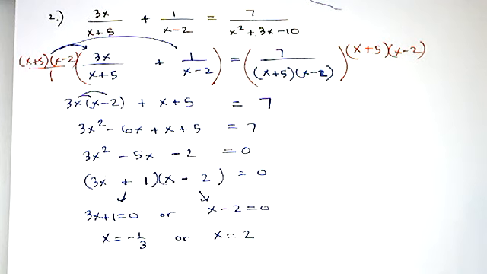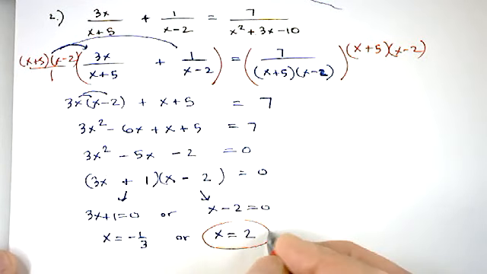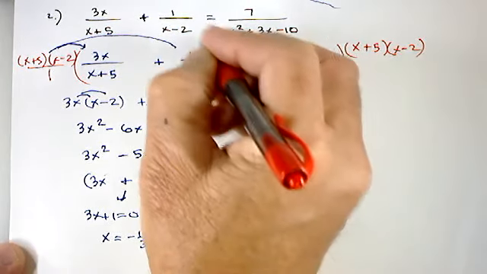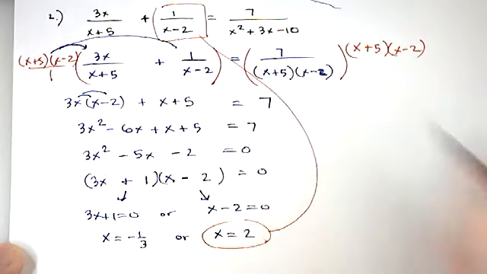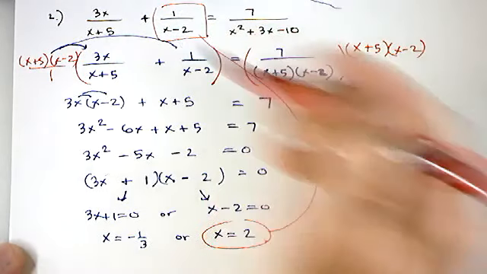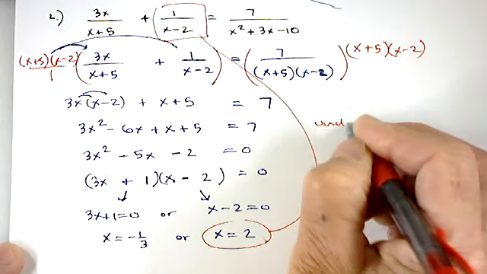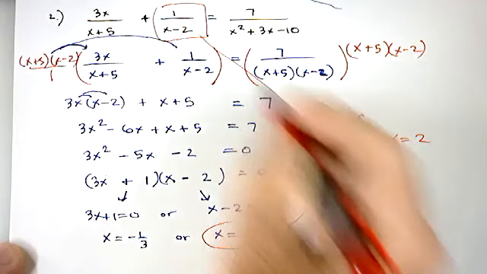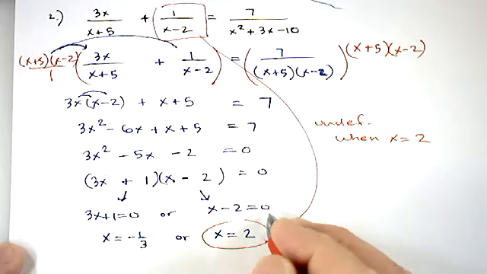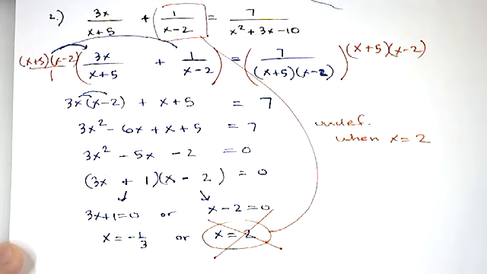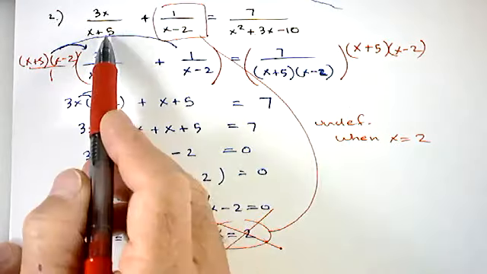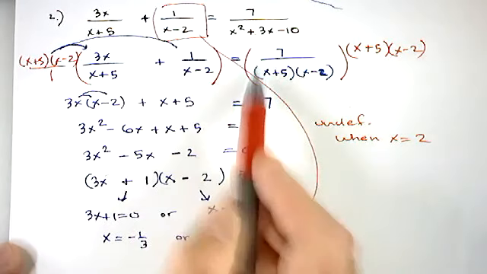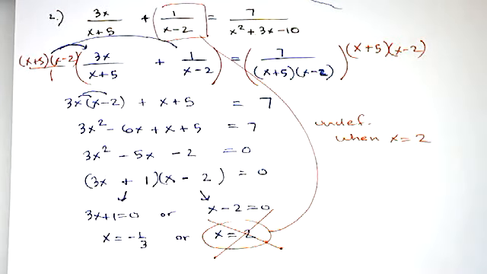If I were to plug in 2 into this original equation, what's going to happen right here? I'm going to have 1 over 0, right? It's going to be undefined when x is equal to 2. So there's no way that can be an answer because this would create something that's undefined. So we're going to rule that out. The -1/3 does not make any of these denominators equal to 0. So we're going to go with that as our final answer.